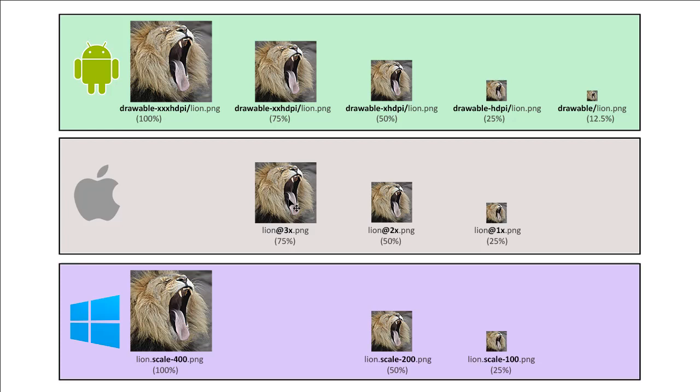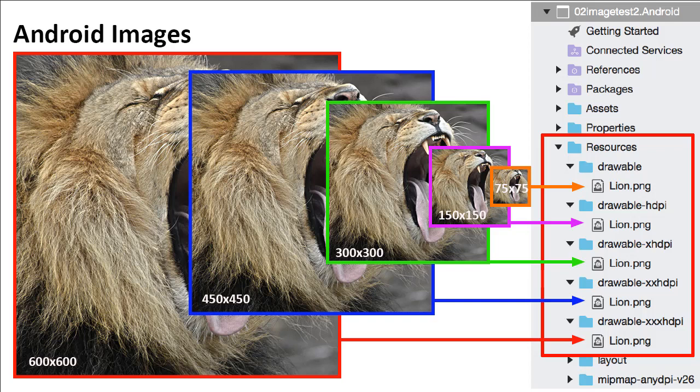Rather, you want to start with your largest size and then resize it down, and Photoshop does a great job of figuring out what to get rid of to maintain the integrity of the image. So let's look at the Android side.